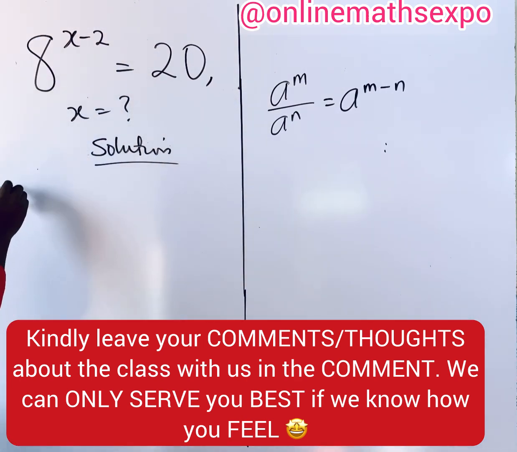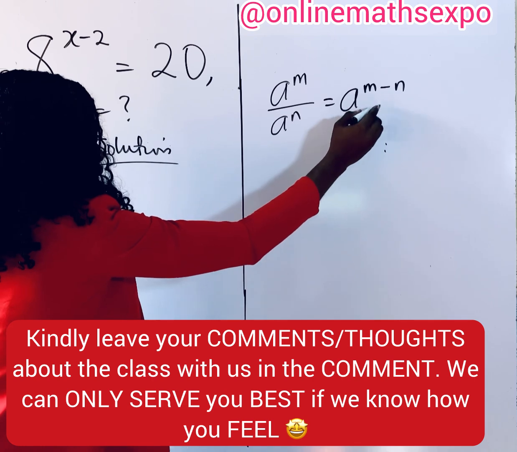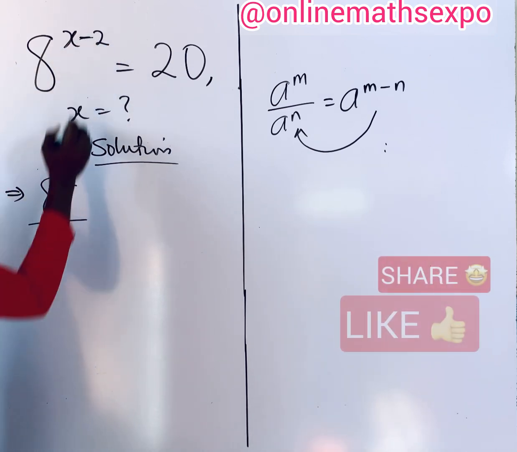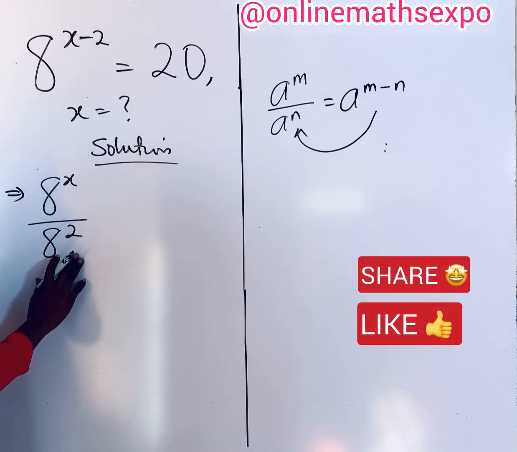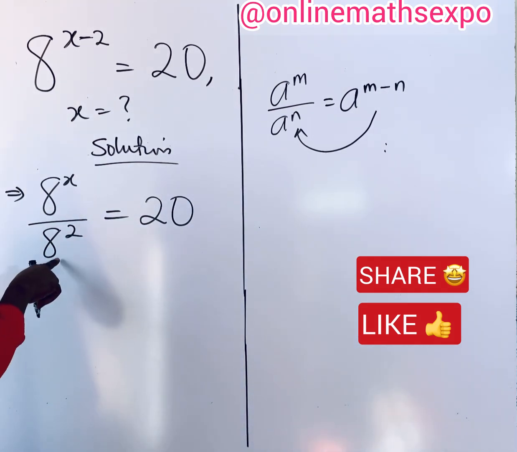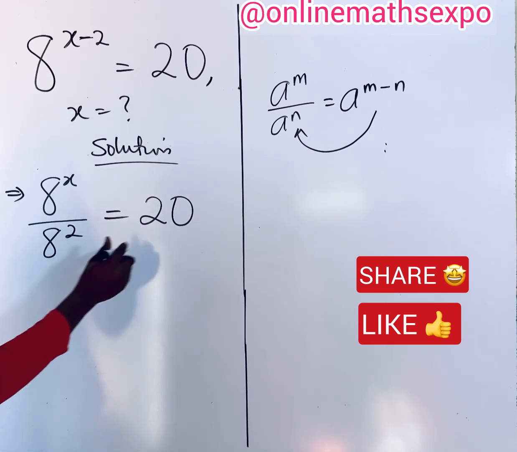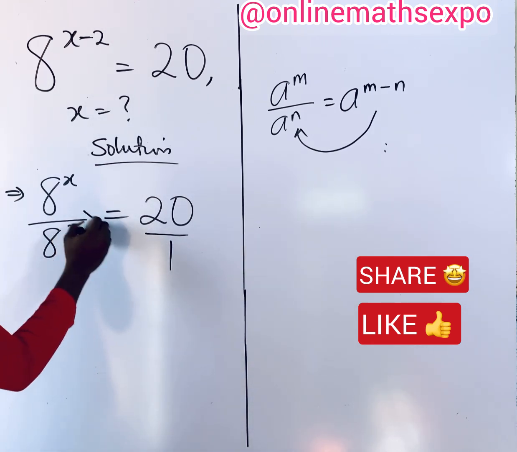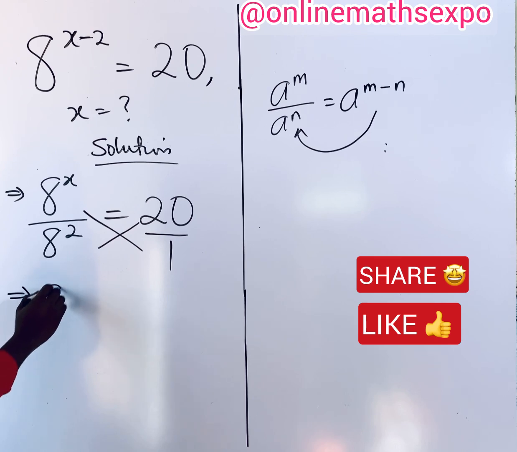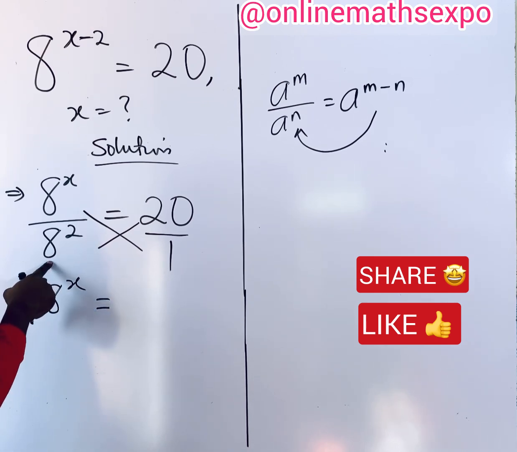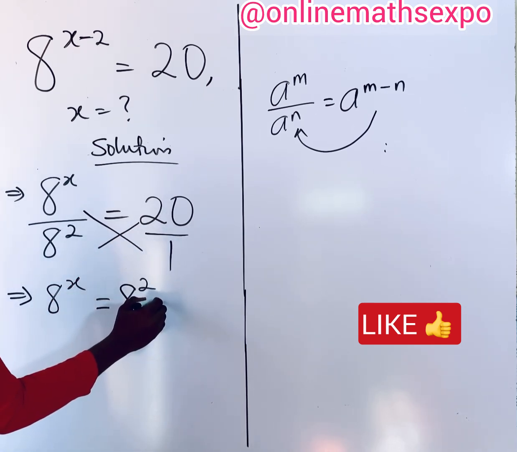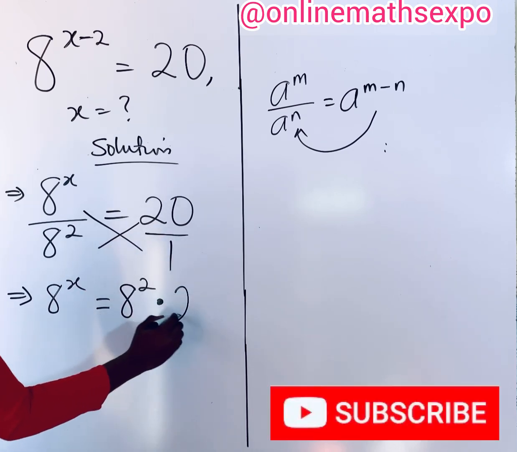Now, to answer this, you are going to have it that this is of this form. So take it to this. So this gives us 8 to the power of x divided by 8 to the power of 2, and everything is equal to 20. So what do you do again? You need to clear this denominator. So to clear it, you can make this to be over 1, then you cross multiply. Did you see? So 8 to the power of x multiplies 1, it gives us 8 to the power of x is equal to 8 to the power of 2. So let's still leave it as 8 squared. Then it's multiplying, let's use dot for multiplication, it's multiplying 20.